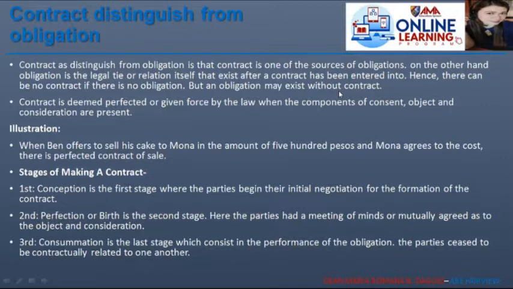So, stages of making a contract. We have 3. The first one is conception. This is the stage where the parties begin their initial negotiation for the formation of the contract. So there is discussion taking place: conception. Stage 2, we call perfection or birth. Here, the parties have a meeting of minds or mutually agree on the object and consideration. Okay? So, before I forget, class, in order for us to call it a valid contract, there must be 3 essential requisites.